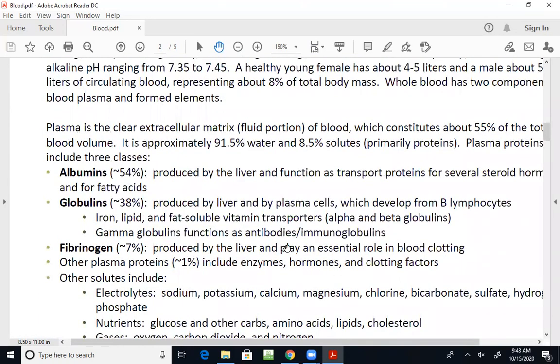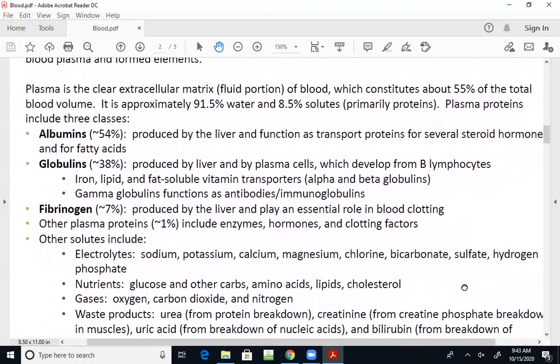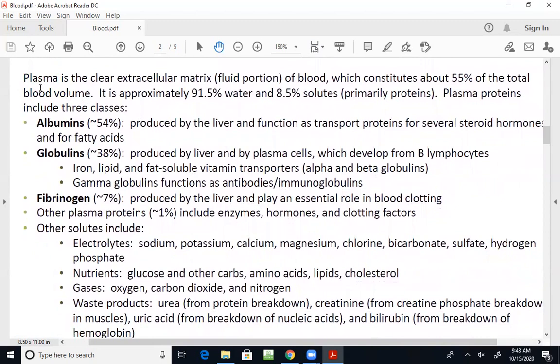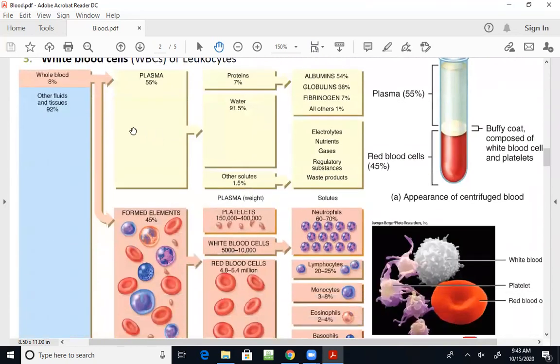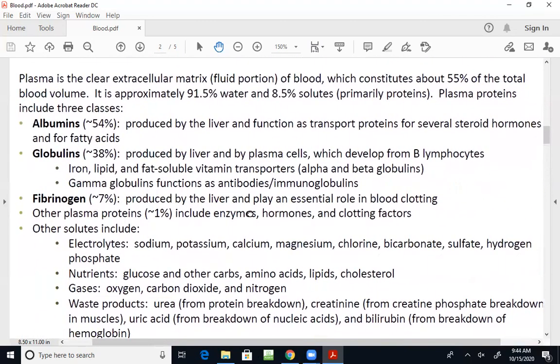Two major parts are in our whole blood samples: plasma, which represents the clear extracellular matrix or fluid portion of our blood, and that constitutes over half of our blood, about 55%. Of that, the majority of it is water, about 91.5%. Obviously, that's very easy to change based on your hydration status. The rest, about 8.5%, are various solutes.